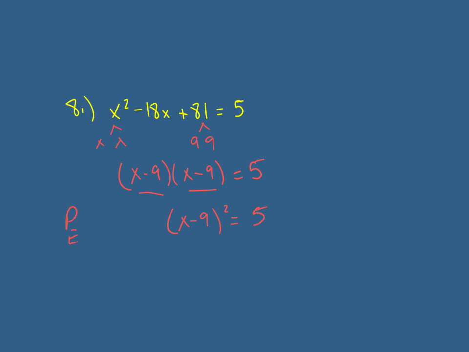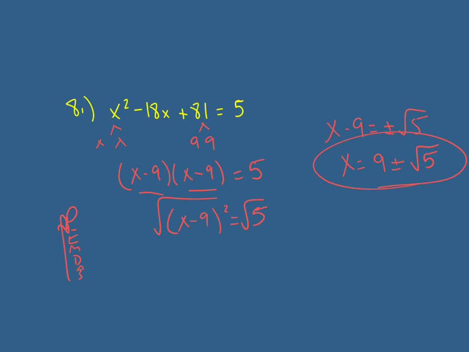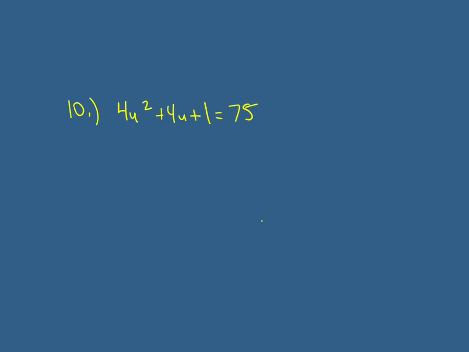Once again, now that I'm down to one variable, I get to do PEMDAS backwards. I have to square root both sides. I end up with x minus 9 equals plus or minus radical 5. It just stays radical 5 since 5 is not perfect. Now I'm going to add 9 to both sides. I get x equals 9 plus or minus radical 5. And that's it for 8. 10. 10 is a little bit harder.